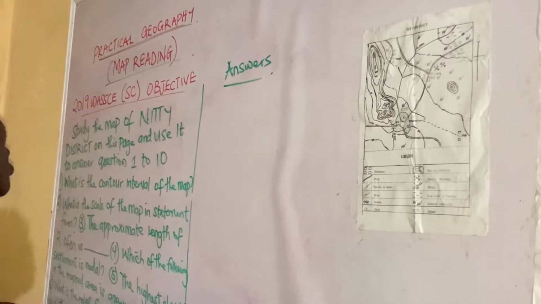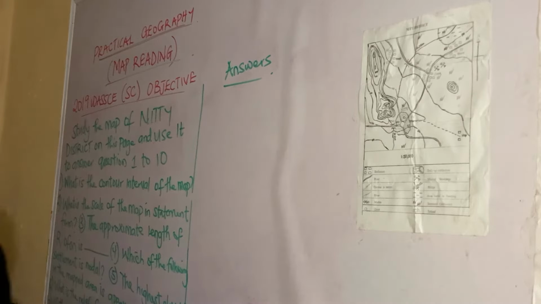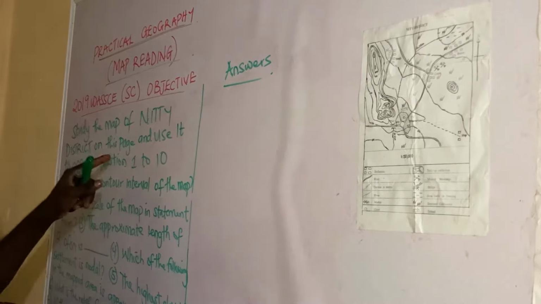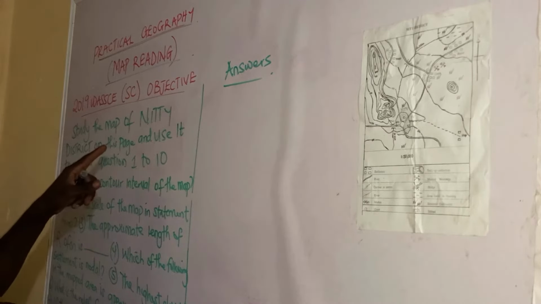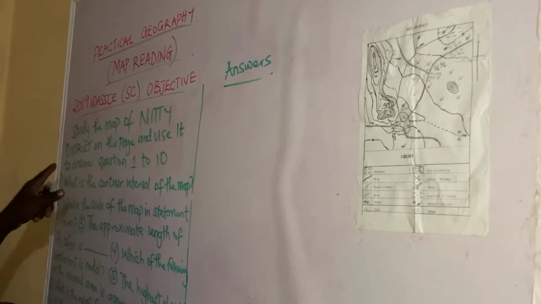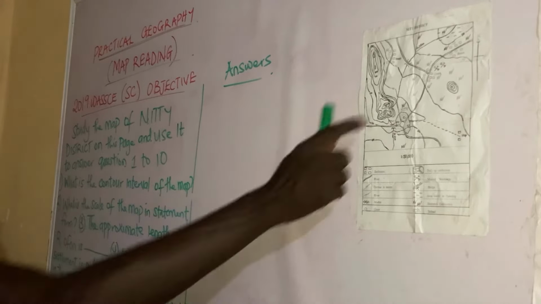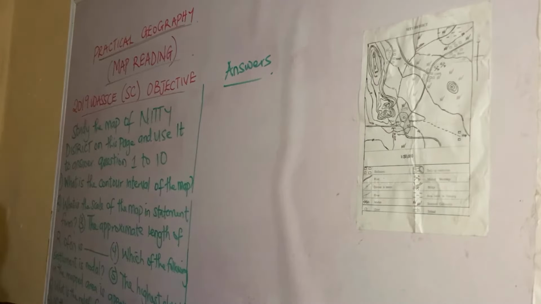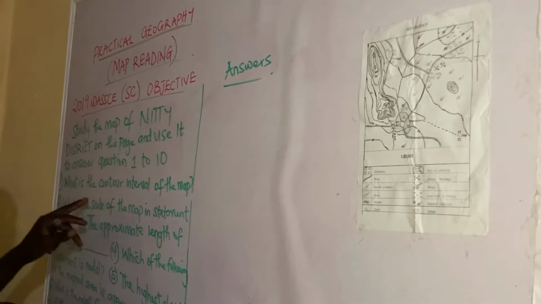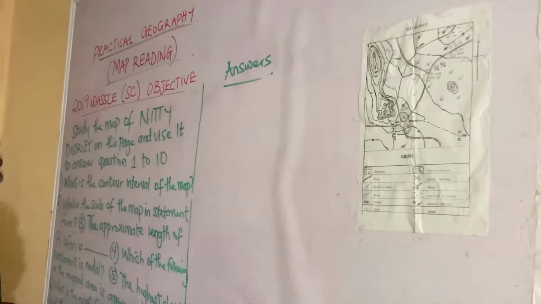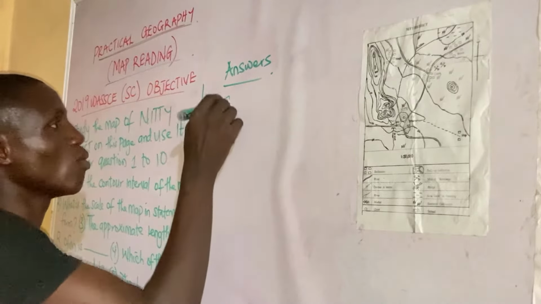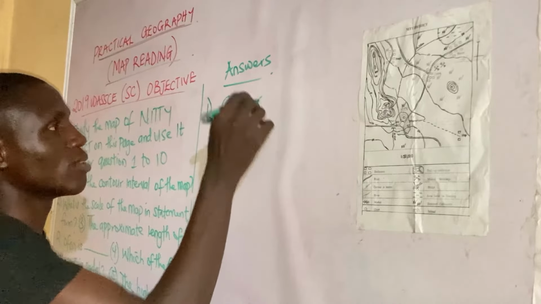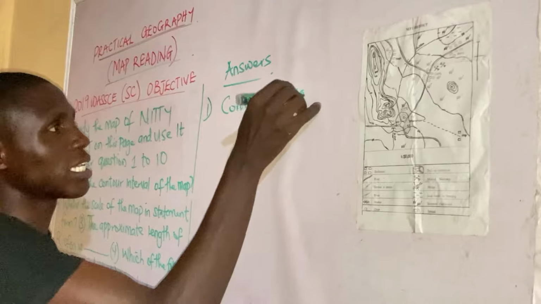Now, here is the question in 2019 WAEC school candidate objective. The first question says, study the map of Niti district. We have to study the map of Niti district on this page and use it to answer questions 1 to 10. As we can see, this is the Niti district map, and we have to use it to solve the questions that follow. What is the contour interval of the map? That's what the question was asking us.